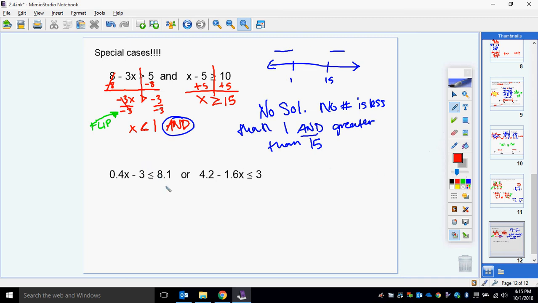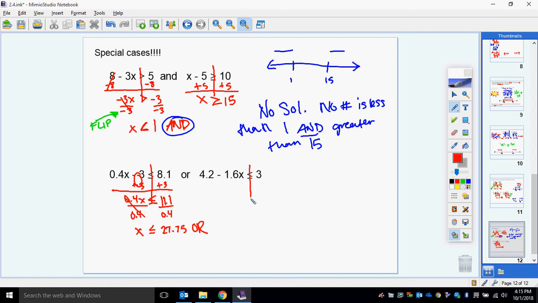Okay, let's check out this or problem. Remember, we treat OR separately. So we're trying to get x by itself. I'm going to add 3. Drop down my 0.4x. Drop down my inequality symbol, and 8.1 plus 3 is 11.1. I need to divide by the number with x, which is 0.4. That way they cancel. I don't need to flip my inequality symbol. And 11.1 divided by 0.4 is 27.75. Okay, so x is less than or equal to 27.75.